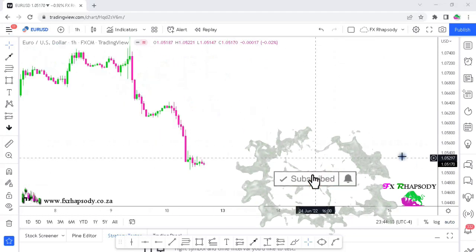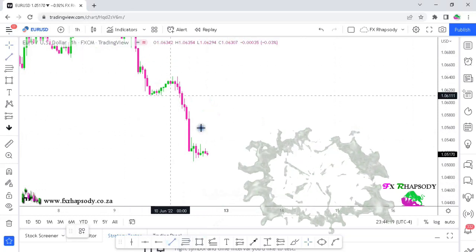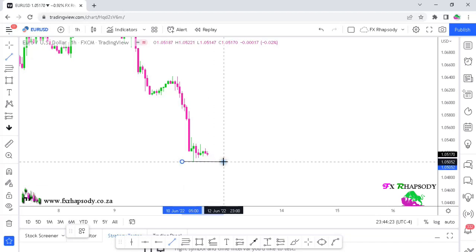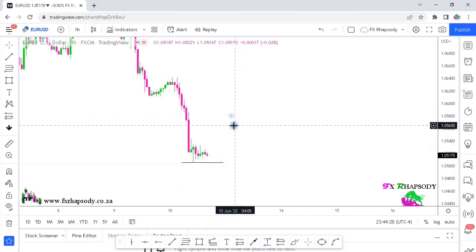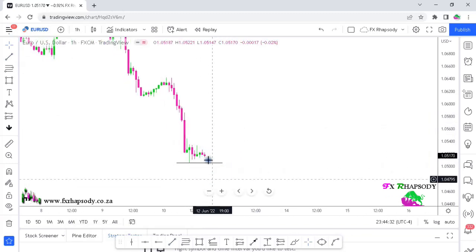So obviously what I would like to see is if there's any continuation to the downside, price needs to go past this low over here. So that's the key area that I'm obviously mapping out. Okay, so any break below that area, we will see continuation to the downside.